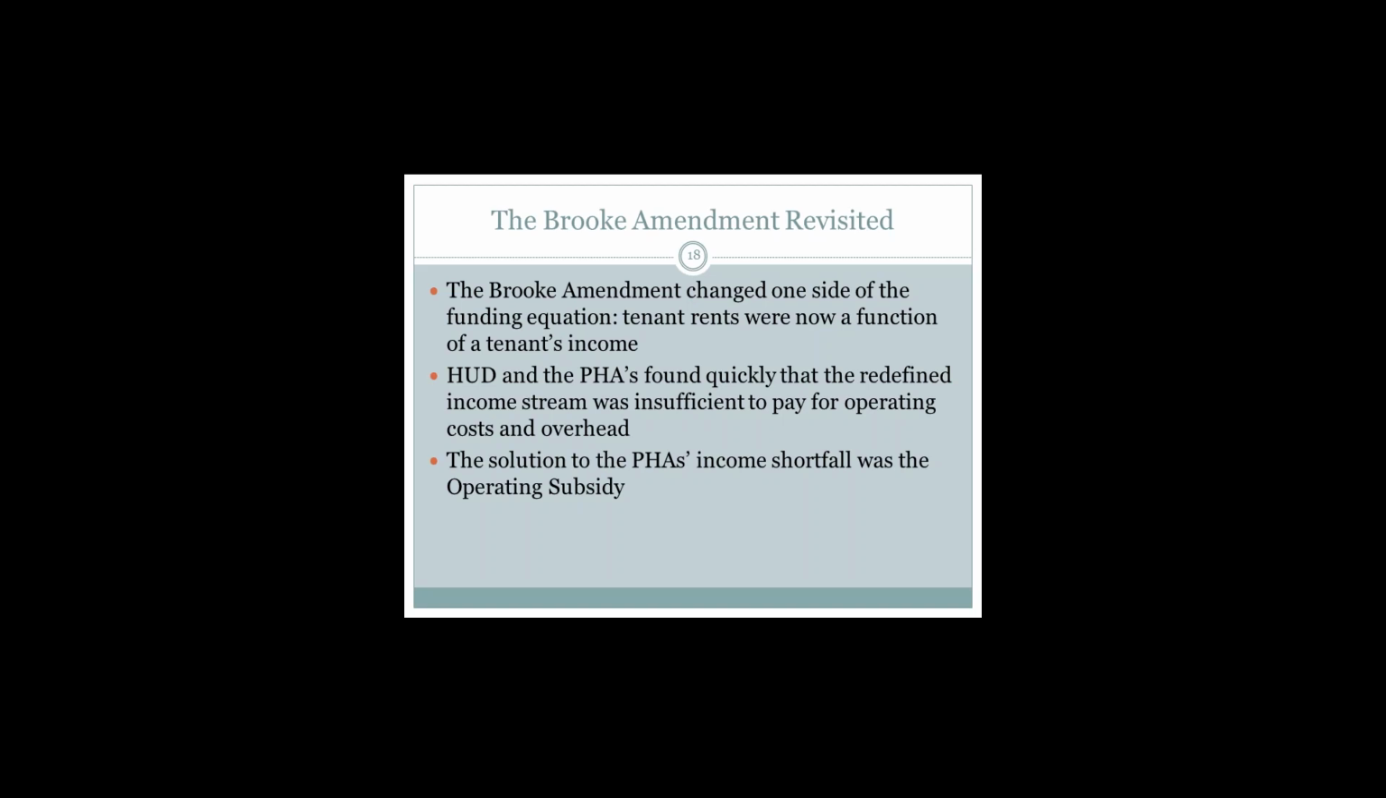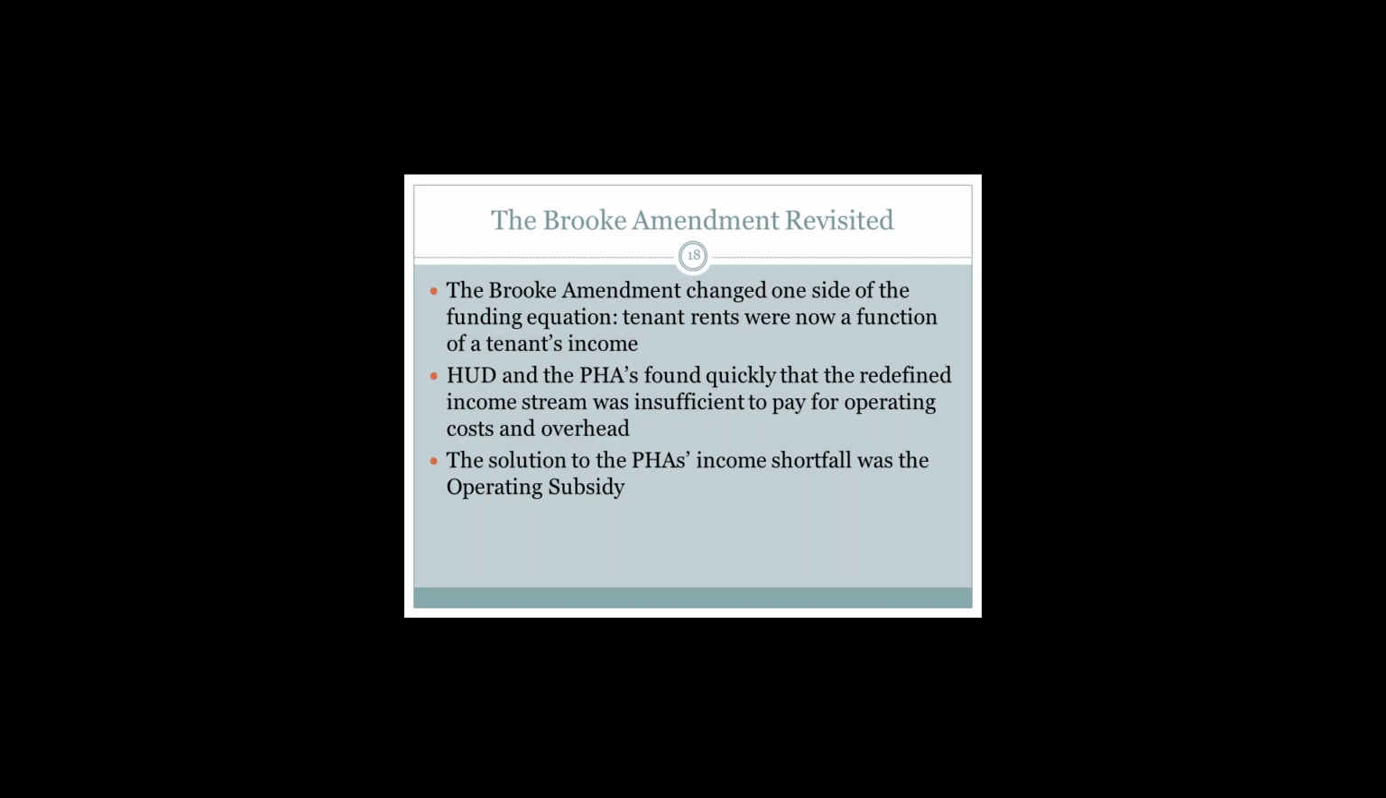Housing in January 2015, when Edward Brooke died, Forbes published an article about how Brooke destroyed public housing with this amendment. Basically, the Brooke Amendment changed one side of the funding equation, tenant rents. Tenant rents were traditionally set by the PHA to cover their operations. At the time, I think the change sort of seemed innocuous.